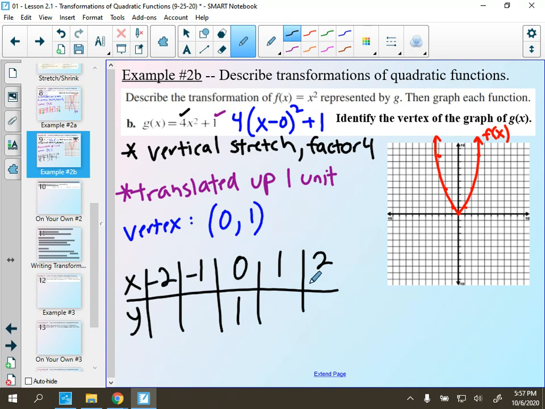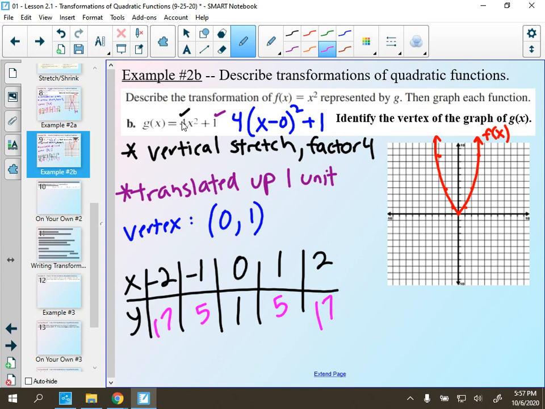So if I plug in a 1, let's see what happens. 1 gets plugged in, we square it, we multiply it by 4. That's 4. 4 plus 1 is 5. I plug in a 2. I square it, 2 squared is 4. 4 times 4 is 16. 16 plus 1, 17. Oh my gosh. There's nothing wrong with that. And think about it here.